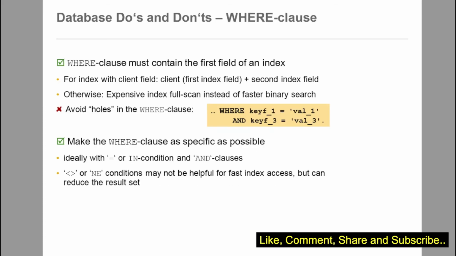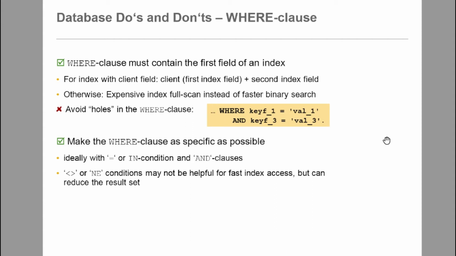Now talking about the where clause, it must contain the first field of an index. So for an index with the client field, it's client plus the second index field. Otherwise, there is an expensive index full scan instead of a faster binary search. So you can avoid holes in the where clause. This is an example.